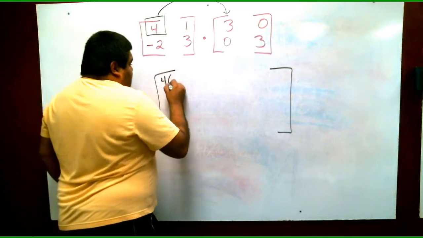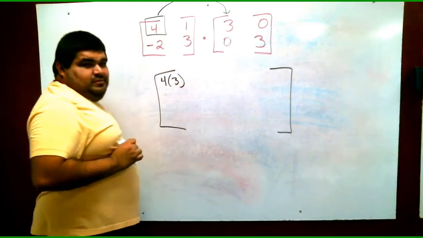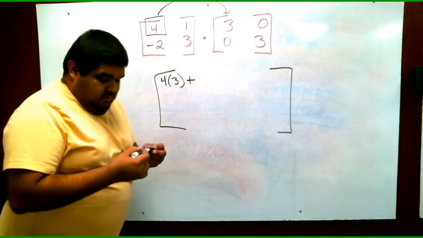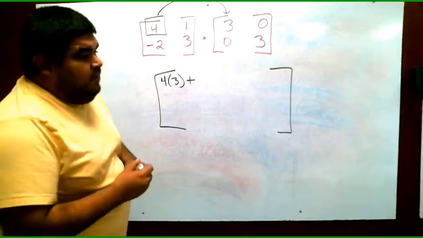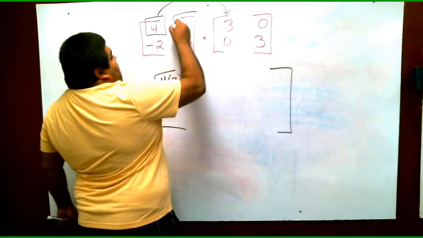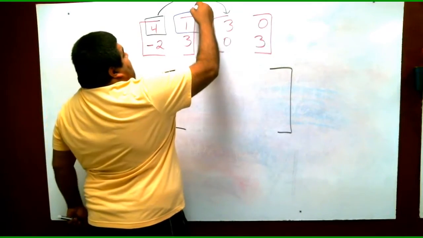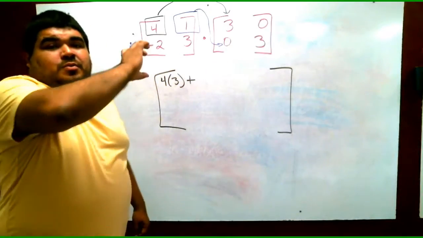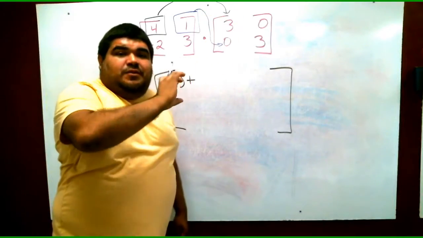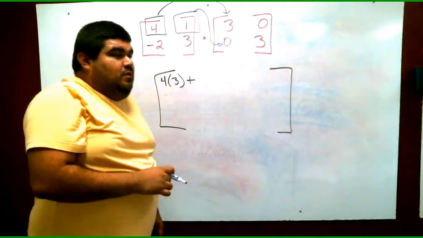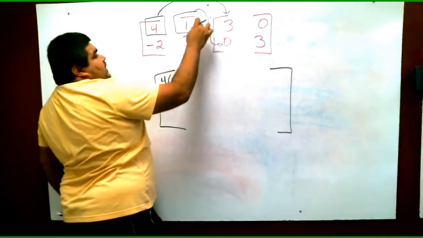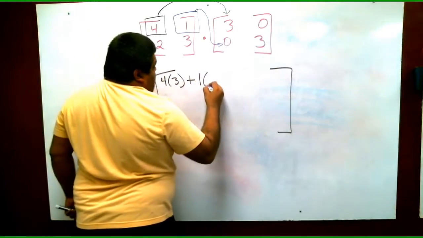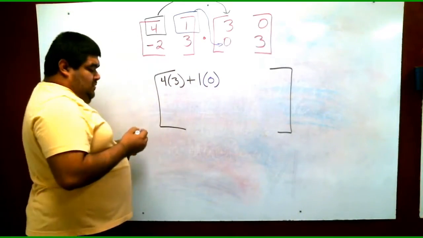So we have 4 times 3 plus, there's just another color here, we have the 1 times the other one. Think of it this way: you go horizontal on the first one, you go vertical on the second one. So we have 4 times 3 and then 1 times 0.